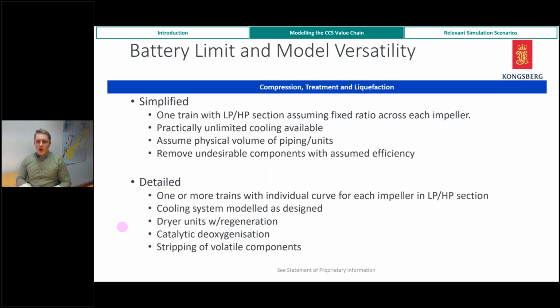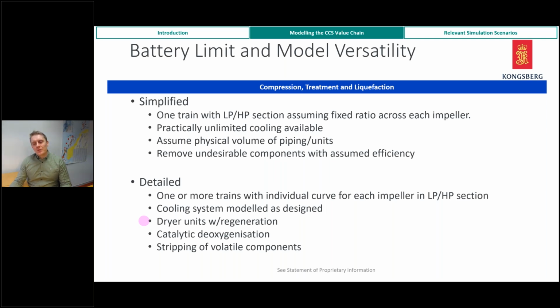When you get to the compression, the treatment and liquefaction aspect of the process, this is, of course, a lot of units, first of all. So going in and modeling it in great detail right away, as you can see from what I've tried to summarize here, it's a lot of data. You might need compressor curves for each impeller. You need a detailed design of your cooling system, probably regeneration, isotherms, all the rest of it. You're process engineers, probably most of you, so you know exactly what I'm talking about.